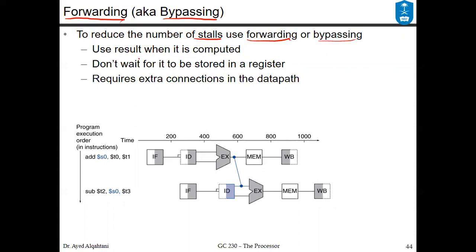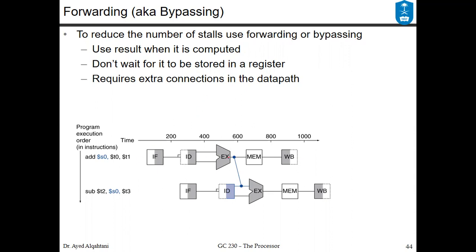The idea is to use the result as early as possible. Whenever it's ready, use it. Do not wait until you get it written back to the register file. The moment it's ready, you can get it right away. And to have this advantage, you need to add more hardware to the CPU, or more hardware to the processor. You need to add more hardware for implementing the forwarding, and we will check this inshallah.